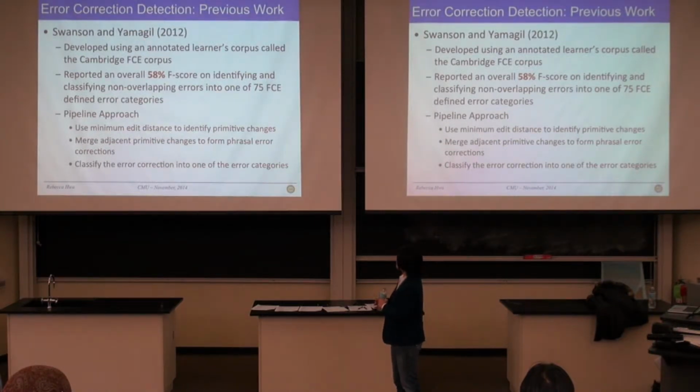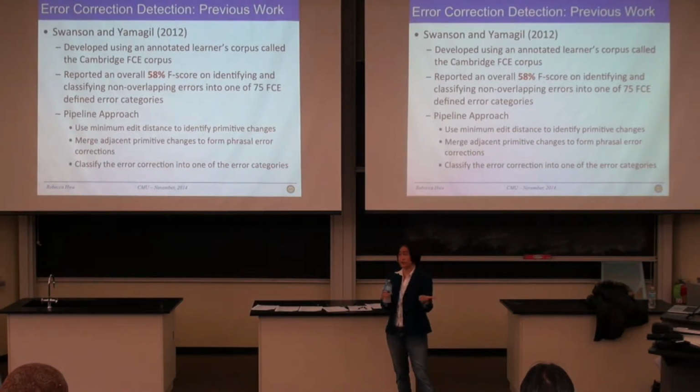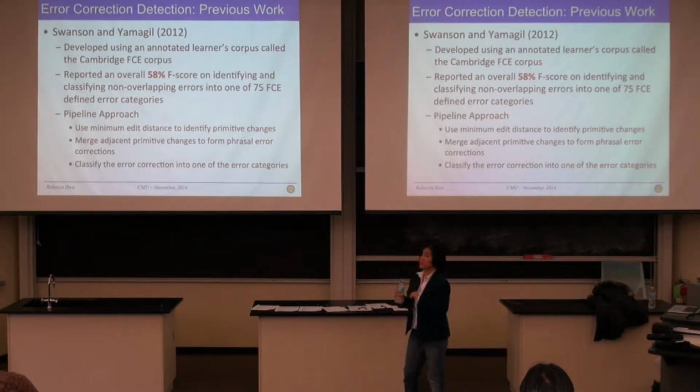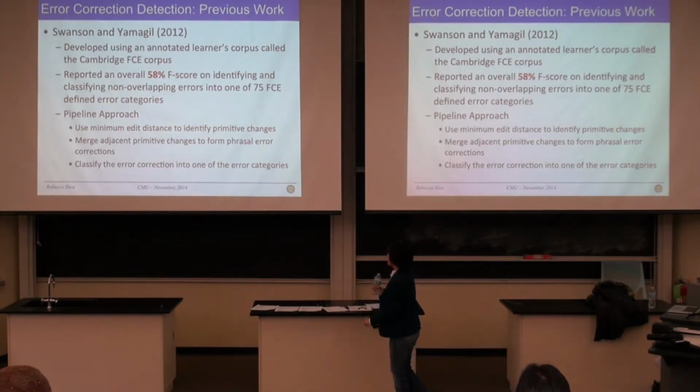And the nice thing about this corpus is that somebody had already designed an annotation scheme, a collection of error categories, and it's actually fairly detailed. There are 75 of them, so it's a lot. And on this particular framework, Swanson and Yamangil's system performed about an overall 58% F-score on identifying and classifying these errors.